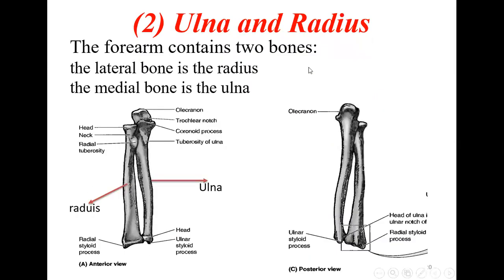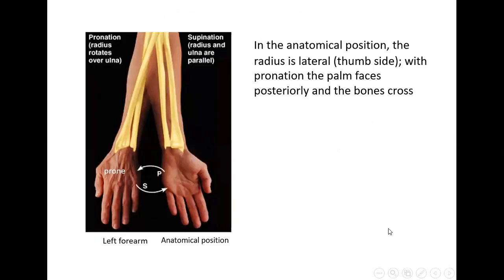Now going to the radius and the ulna. The forearm consists of two bones. The lateral bone is called the radius, so this is the radius here, and the medial bone is called the ulna. This is the ulna. This is the front view, and this is the back view of the same bones. Here you can see the radius and the ulna.